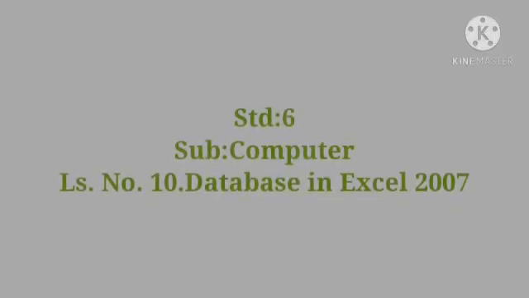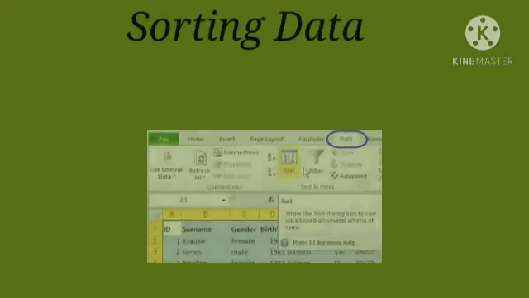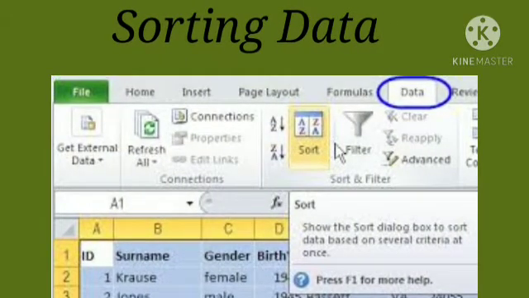Standard 6, Subject: Computer. Today we are going to learn Lesson number 10, Database in Excel 2007. Sorting data. Now students, sorting means arranging data in a given order. In Excel, one can sort the data in one or more columns. The Sort command will help you sort the data in the column you select.